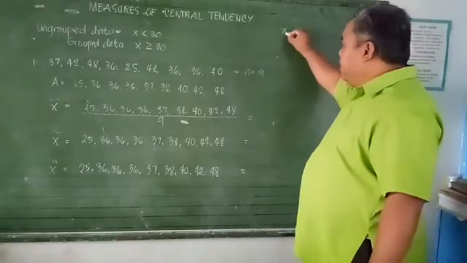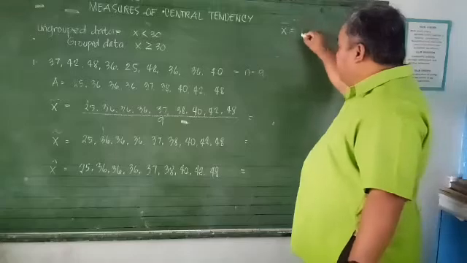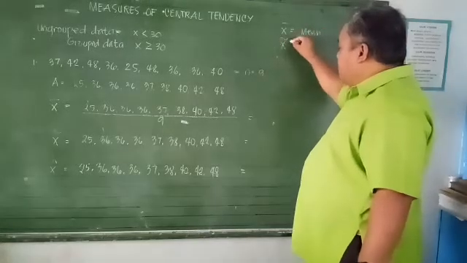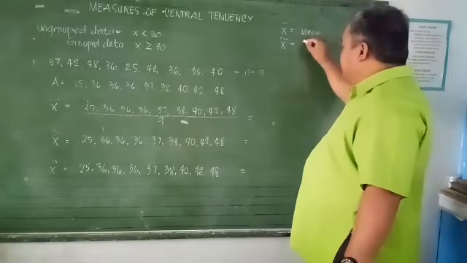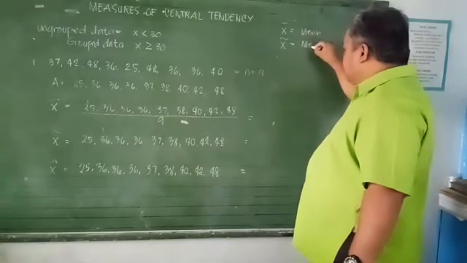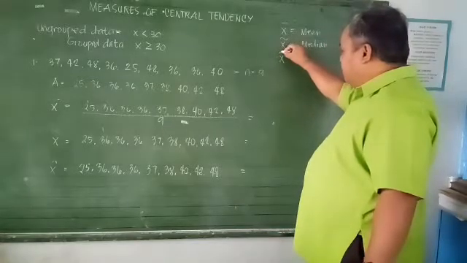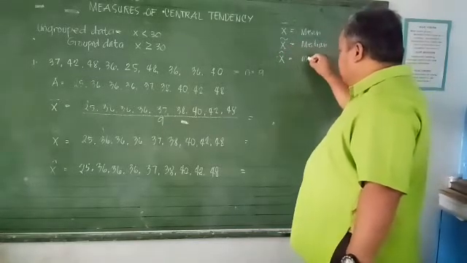We have what we call the mean, abbreviated as X bar. The other one is the median. And the other one, which is X hat, is the mode.